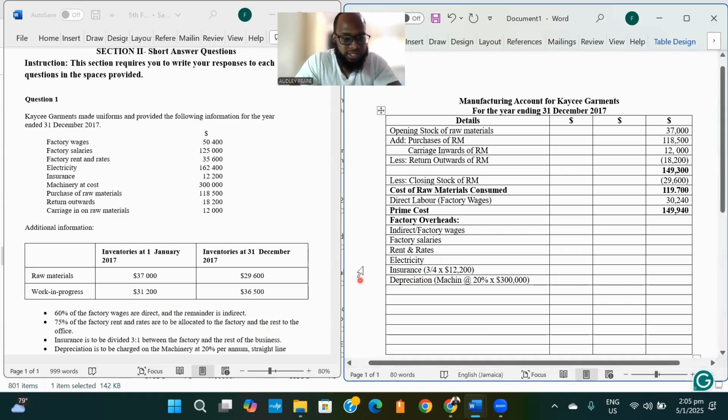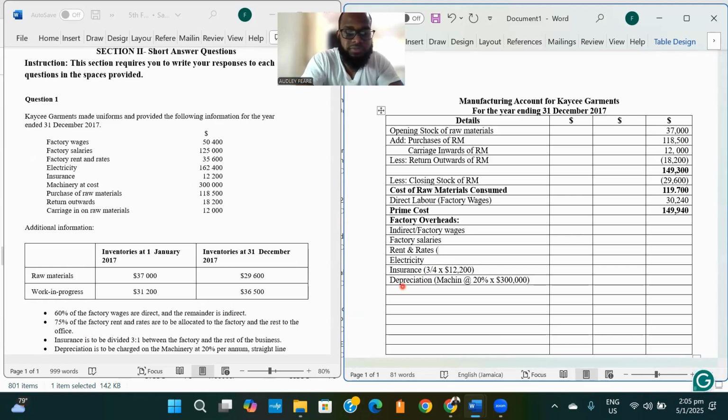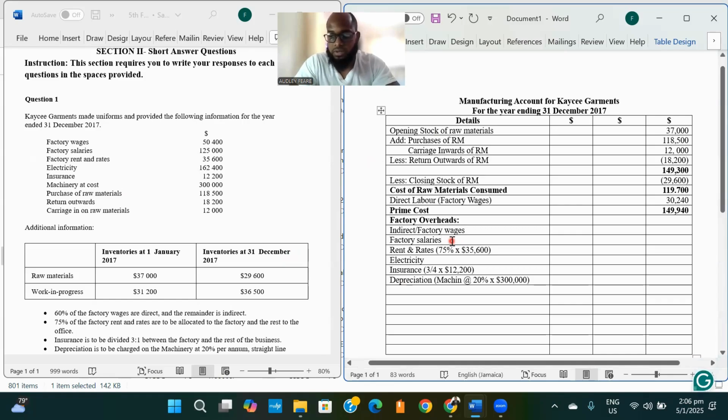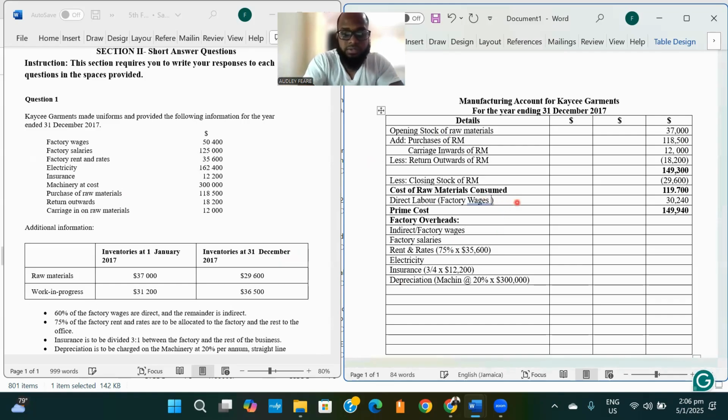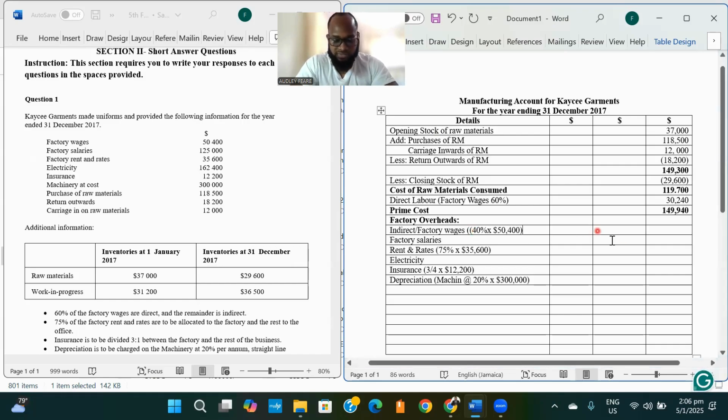Electricity. All right. So it's the same thing. 162, the rents and rates. All right. 75%. So 75% times, and the amount for the factory rents and rates was 35,600. I'm going to speed up this video so you can go through. All right, the factory size was just straight, but the factory wages was the 40% that was left off from here. So it was 60%. Just remember, and so this would be the 40% of the 50,400.